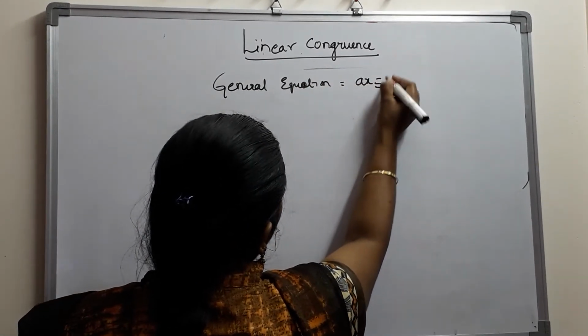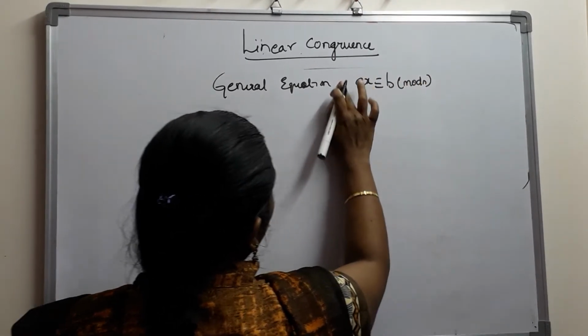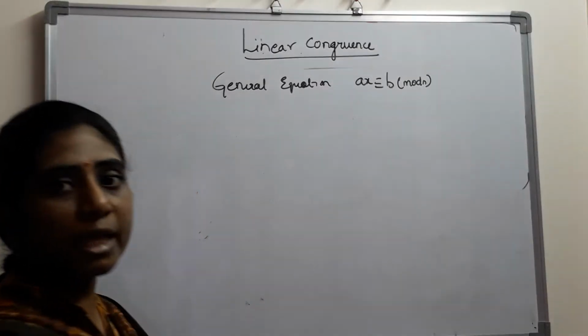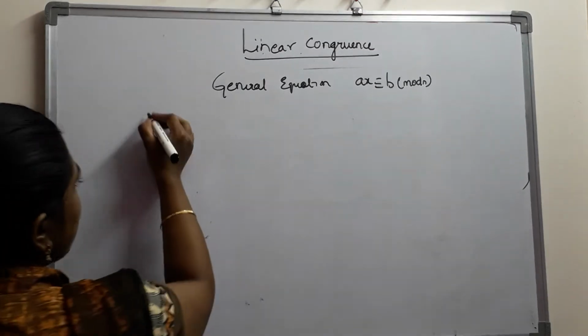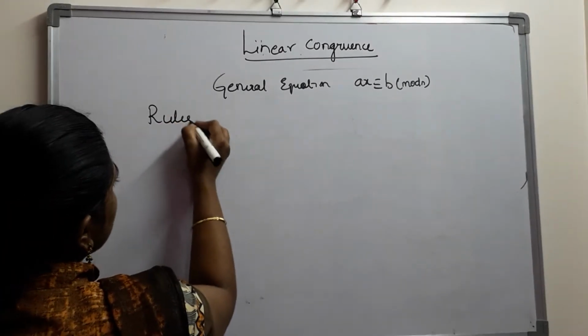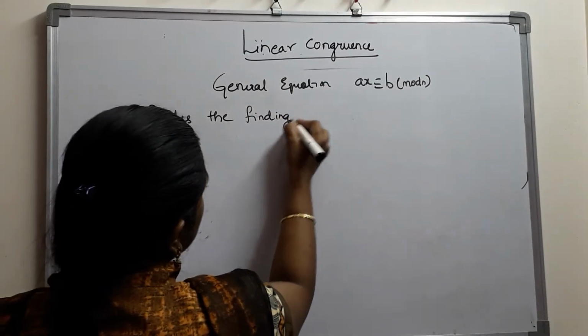Ax congruent to B mod n. So Ax is congruent to B mod n. We are going to find the x value using this equation. We have a set of rules for finding the linear congruence.